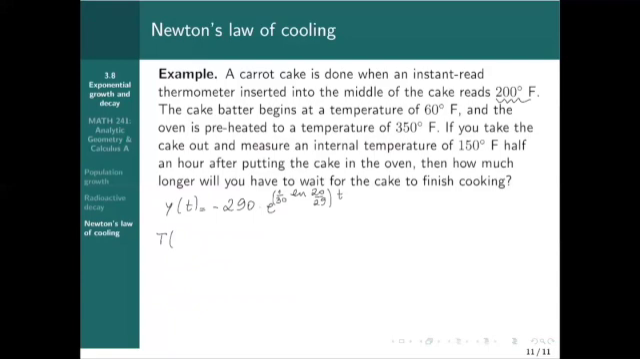Now we're going to use the information that the cake is ready when the temperature is 200 degrees. So T of t has to be 200 for the cake to be ready. Let's see what it means in terms of Y. So Y is equal to T minus T_E. So Y of t is going to be T of t, so 200 minus 350. So we have to find the value of t, of little t, the time, for which Y is equal to minus 150.